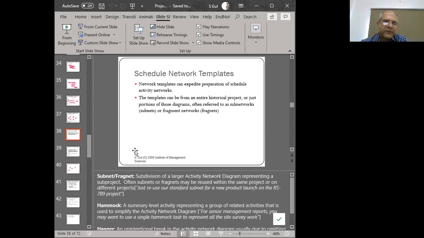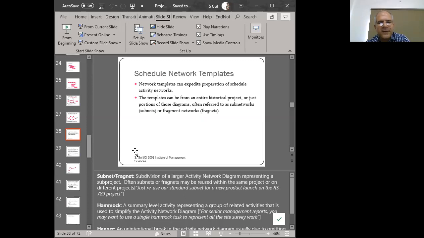Now we can have templates as well, right? So templates will help us to develop our diagrams faster. So if we have a learning organization type of a thing going on and we've got lessons learned and documents of previous projects with us, then we can take their network diagrams, either pieces of it or the entire diagrams, and use them and, you know, recycle them, so to speak, and that basically forms for us a template.